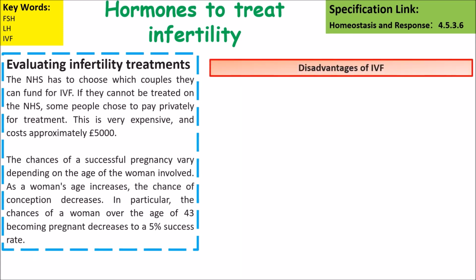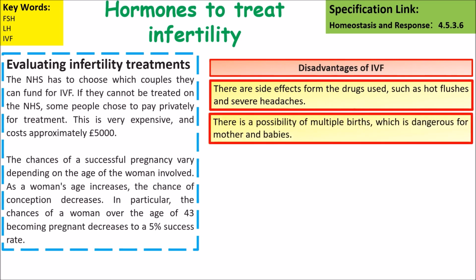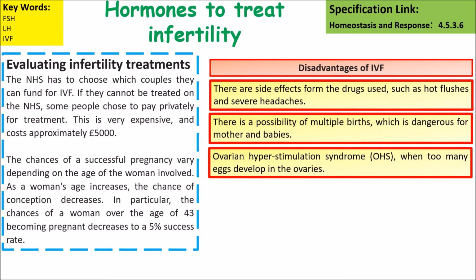So some of the disadvantages of IVF are that there can be side effects from the drugs used. There is a possibility of multiple birth, which could be potentially dangerous for the mother or the babies. Ovarian hyperstimulation syndrome can occur, so this is when too many eggs develop in the ovaries.